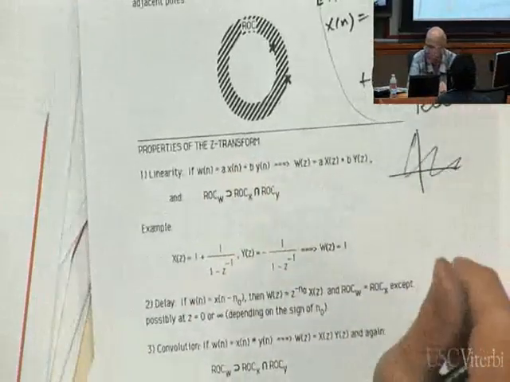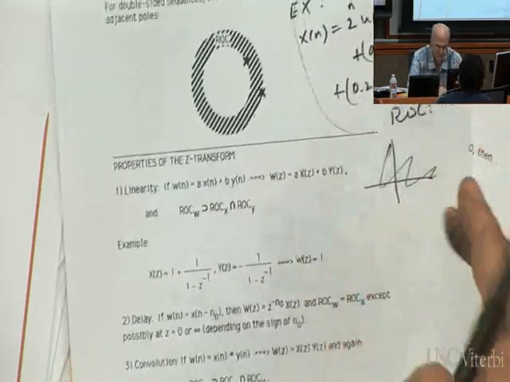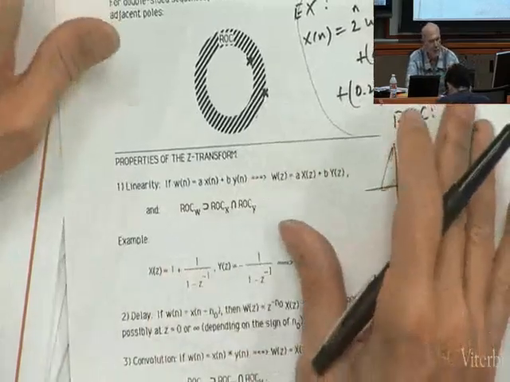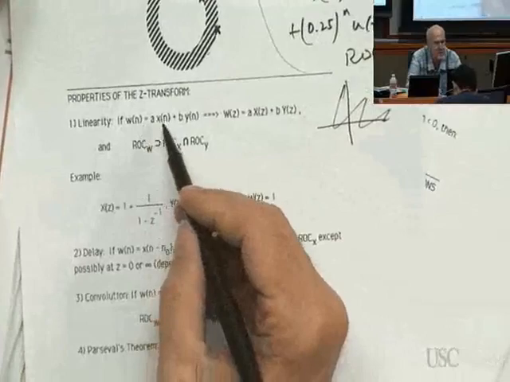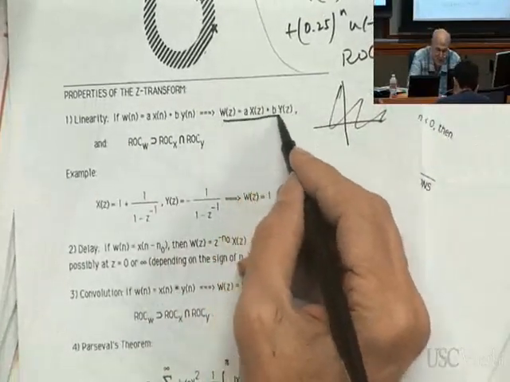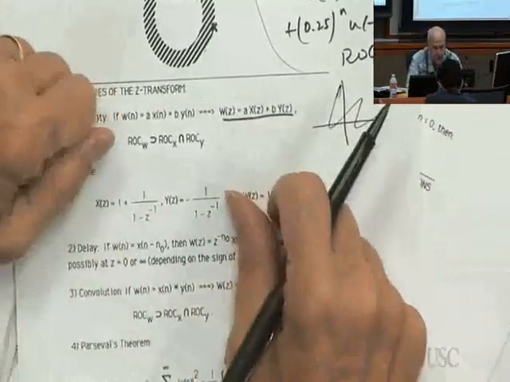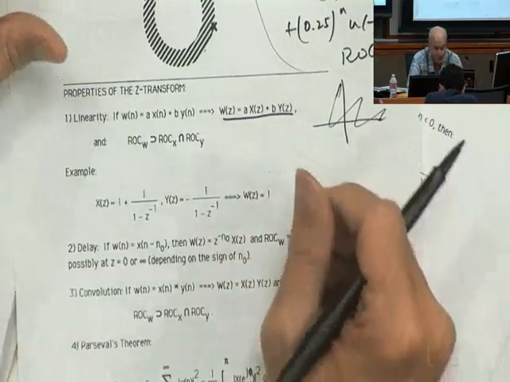These are some additional properties of the Z transform. Linearity. This is no surprise. If you have a sequence which is a sum of two sequences, then the Z transform will be the sum of the Z transforms, since it's linear. Done. Not quite yet done. Almost, but not quite.